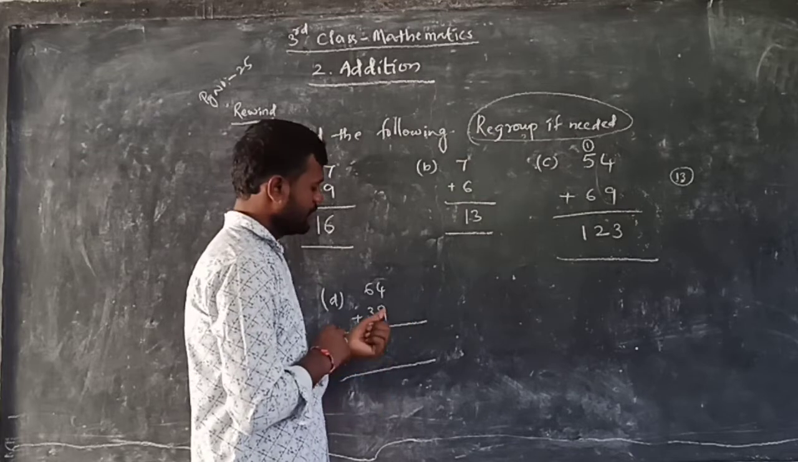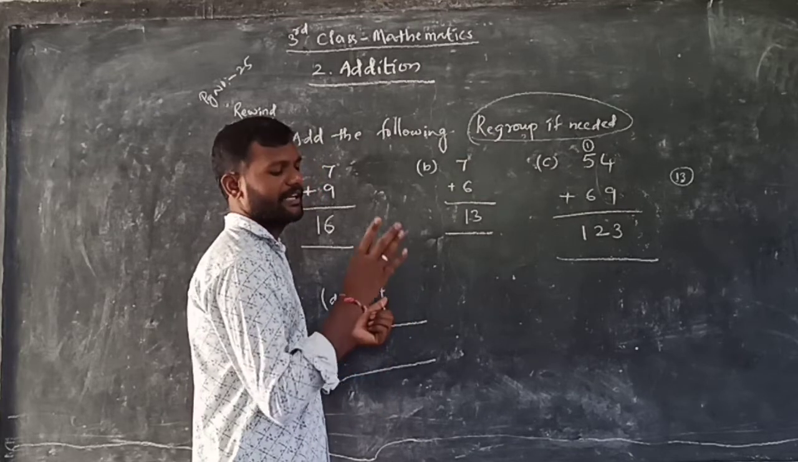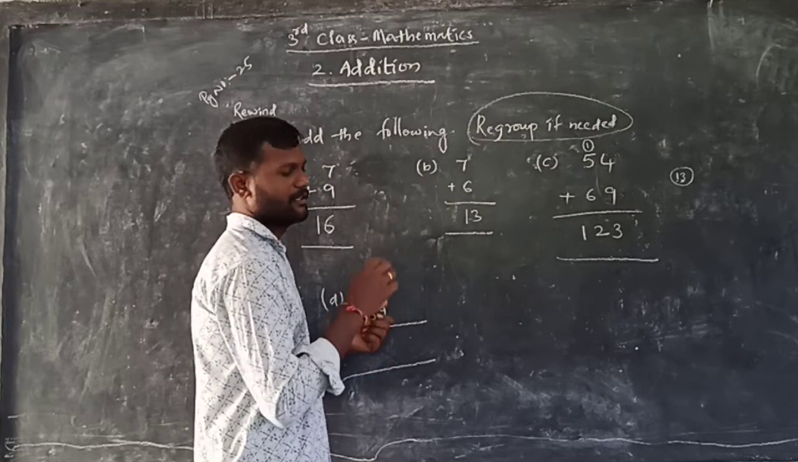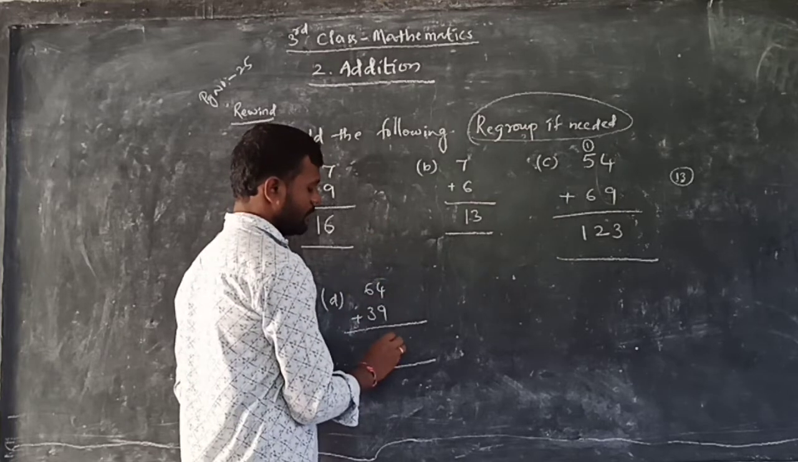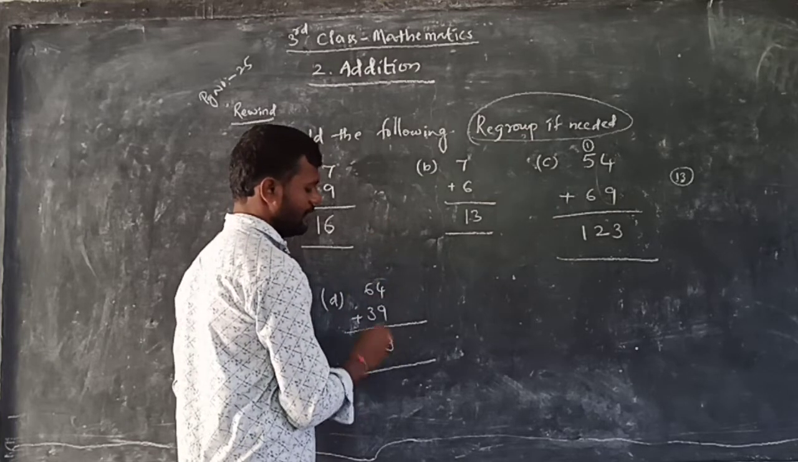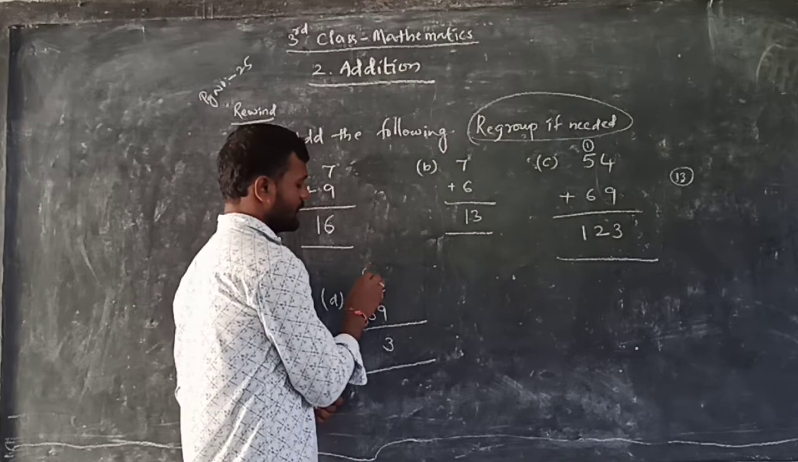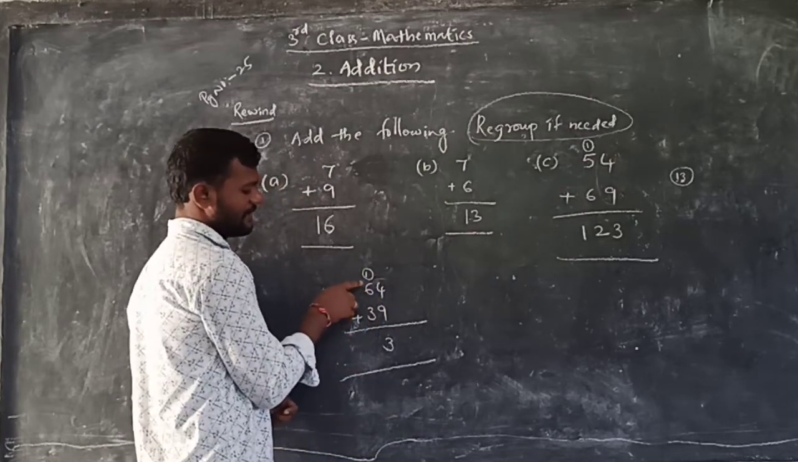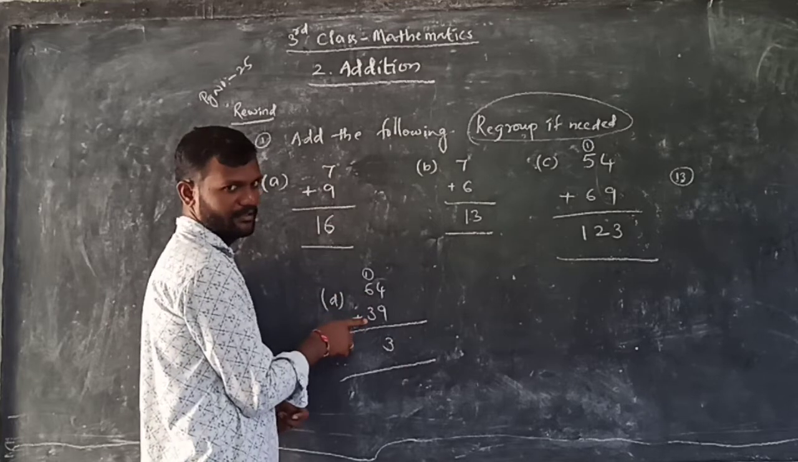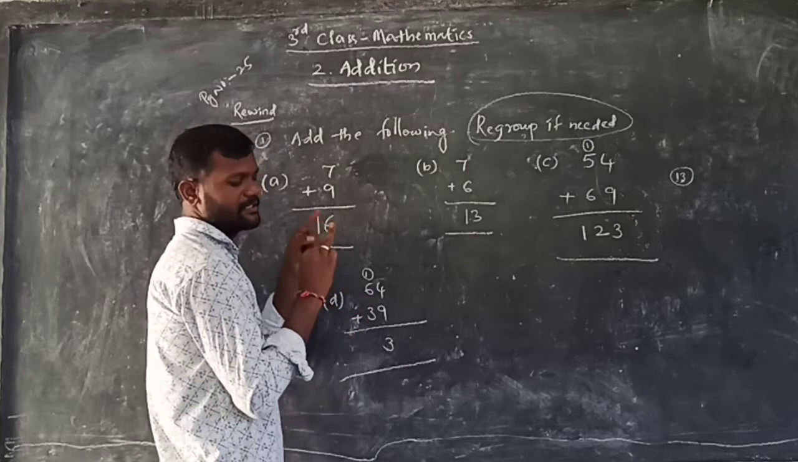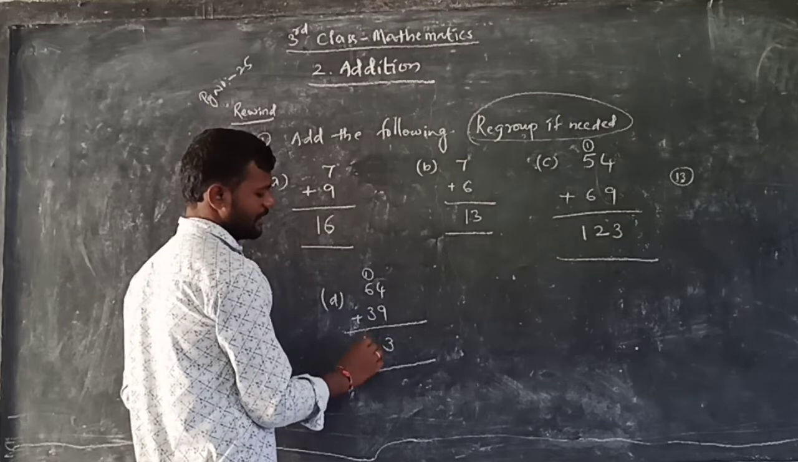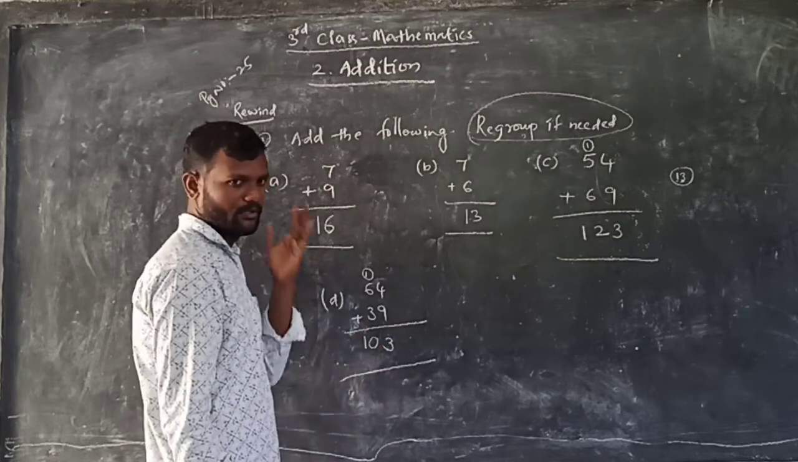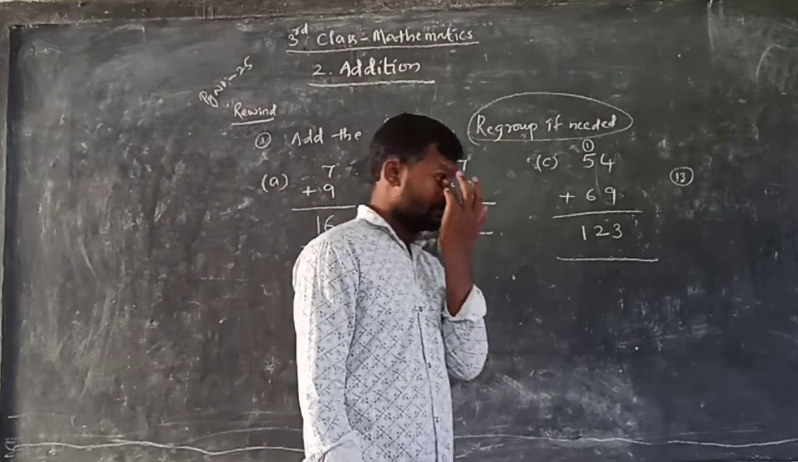Okay, 9 already there. We have to add 4. So 9, 10, 11, 12, 13. So 13. 13 means what we have to write? 3 here and 1 should carry. Next 1 plus 6, 7, 7 plus 3. 7 plus 3, 8, 9, 10. So what we are getting? 10.